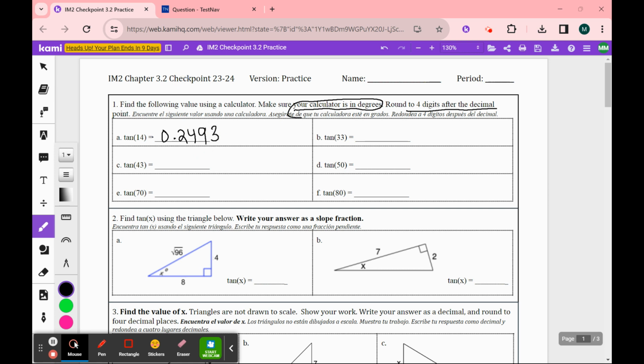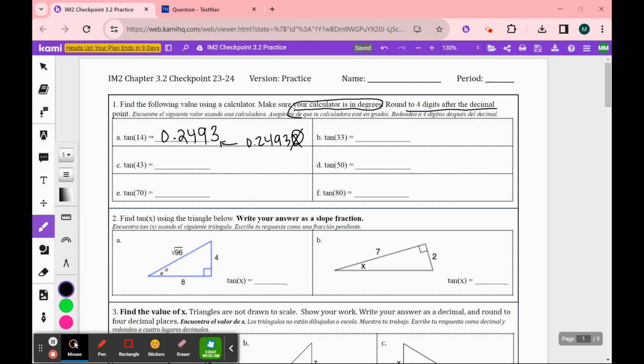Now, the reason this number is a 3 is because we had 0.24932, and 2 doesn't do anything. 5 and up would have made the 3 a 4.